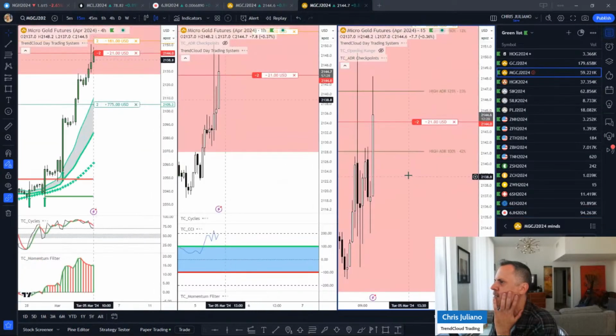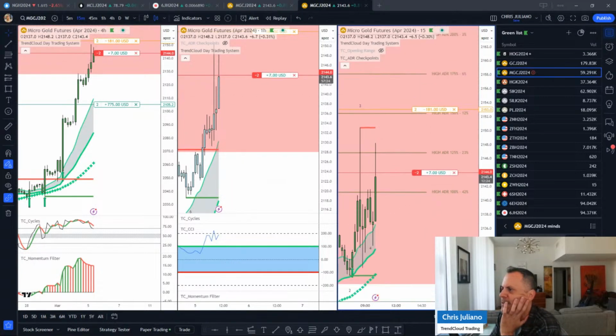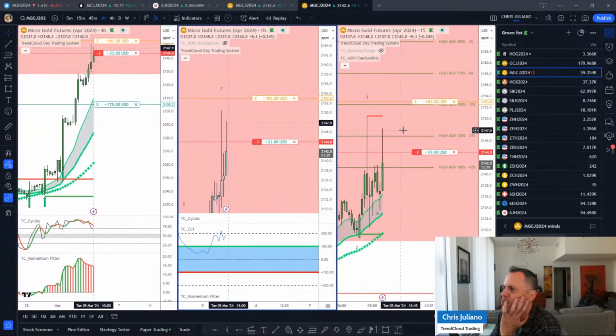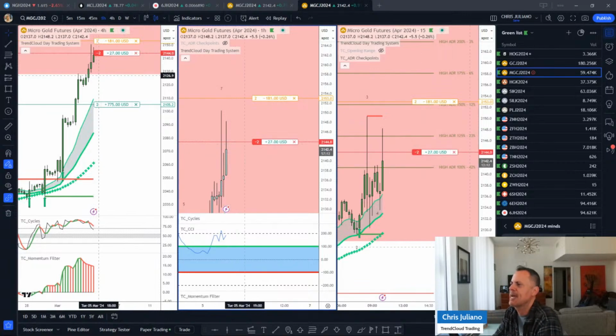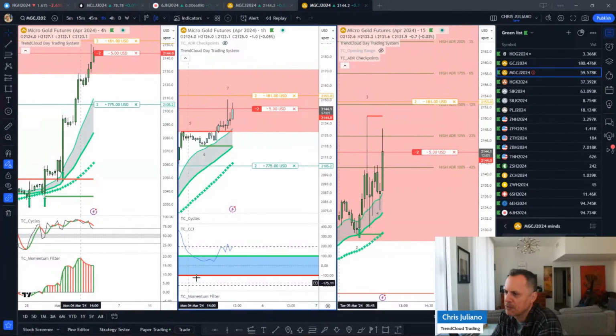We got in on that second ADR checkpoint. We're retesting that ADR checkpoint on gold. And we were able to capture another contract. Forming a little head and shoulders here on the CCI.